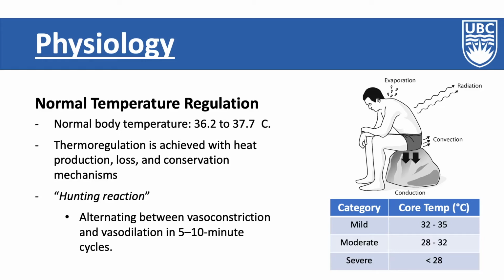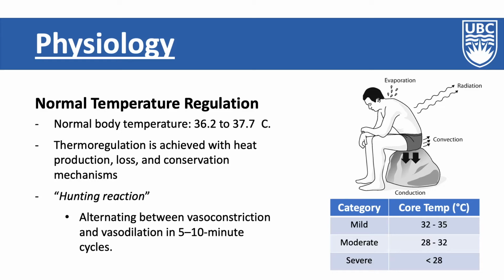When the body temperature is challenged, this may result in blood being shunted to the core at the expense of the extremities. Now, this vasomotor response in cold environments is also known as a hunting reaction, where vasoconstriction alternates with vasodilation in 5 to 10 minute cycles to help conserve core heat and allow extremity perfusion and viability.